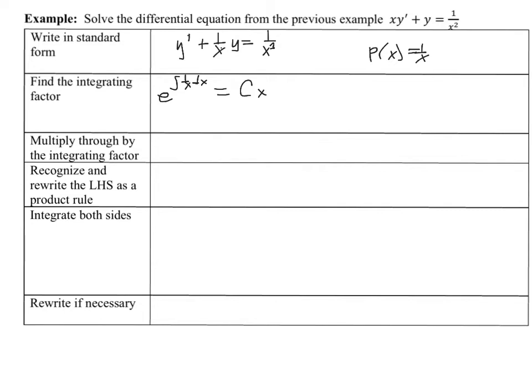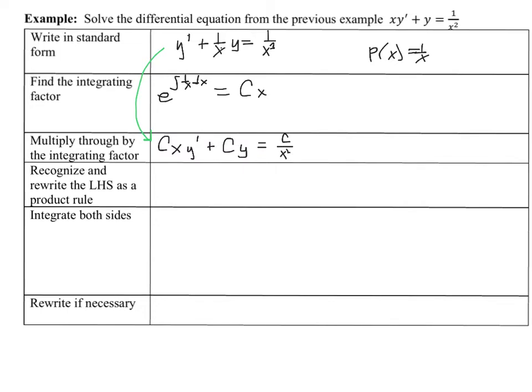Now, I mentioned in the previous slide that c isn't really going to matter, and I'm going to show you right here why it doesn't matter. The next step is to take this integrating factor and multiply it through the differential equation. So I'm going to take our standard form differential equation and multiply it through by that cx integrating factor. When I do that, I get cx y prime plus cx times 1 over x, which is just cy, equals cx times 1 over x cubed, which is c over x squared.